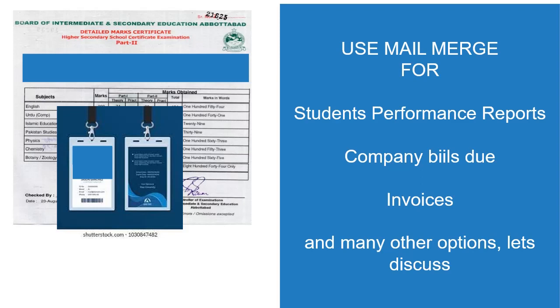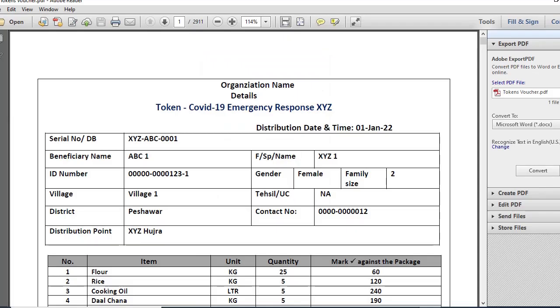for thousands of students. If you are a company and you need to send emails or letters to thousands of customers and you have already a database, so you can use mail merge for that also. Or you have a list of thousands of people and you want to develop tokens or vouchers or invoices, pay slips for all of them. So how can you do this very easily?